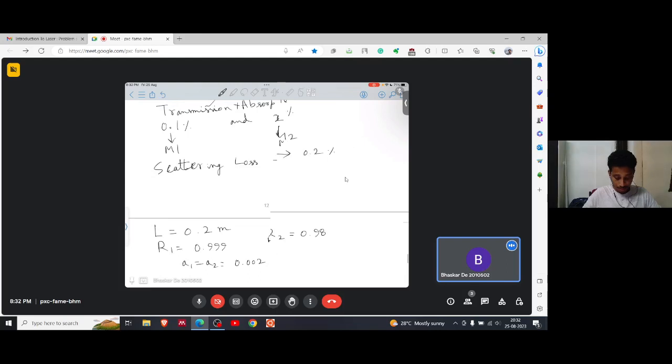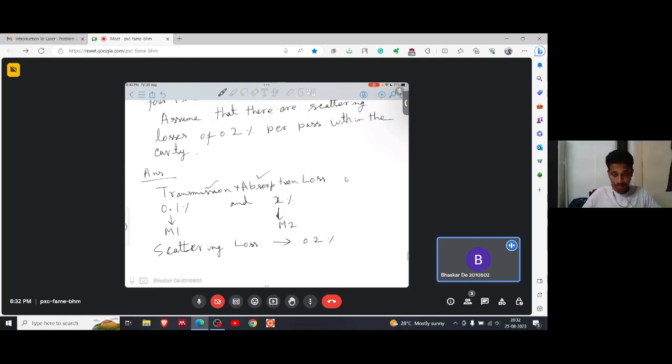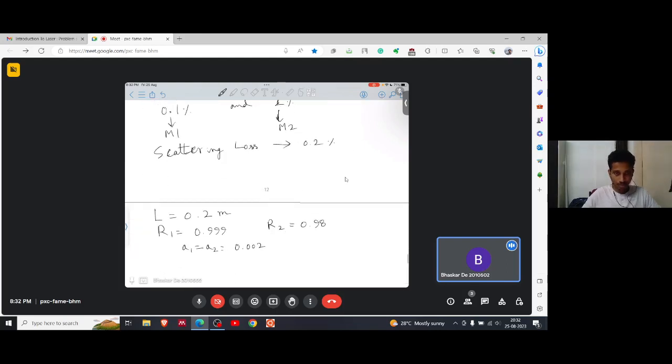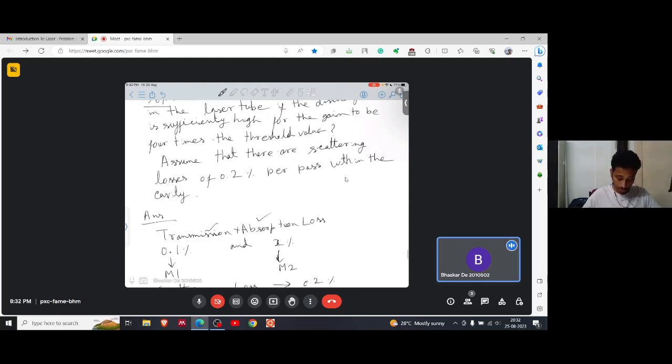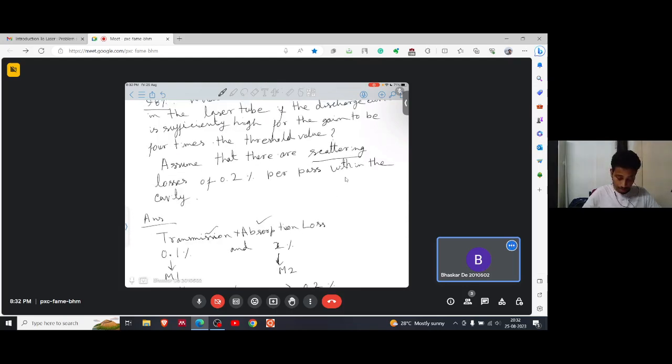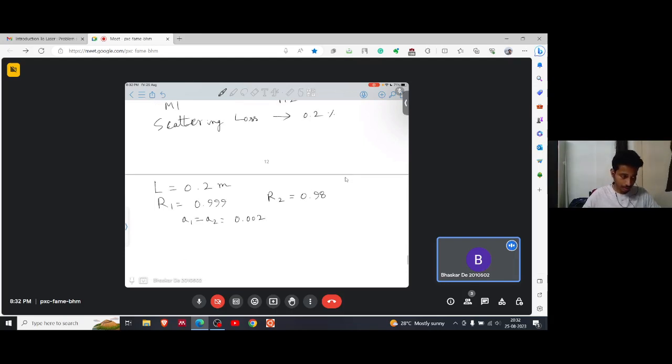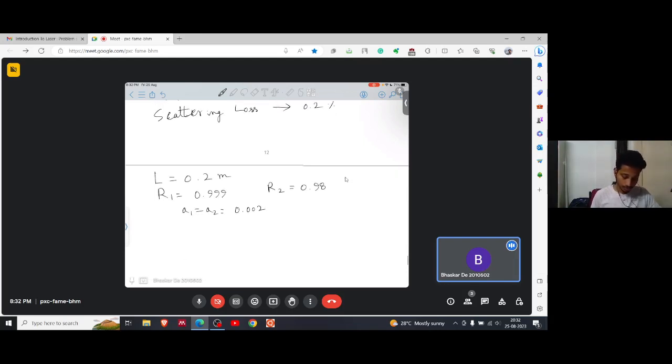If the scattering loss is different for different mirrors, then we'll have one value for A1 and another value for A2. But here the scattering loss is 0.2% per pass, which means that both mirrors have the same scattering loss. So A1 equal to A2 equal to 0.002.